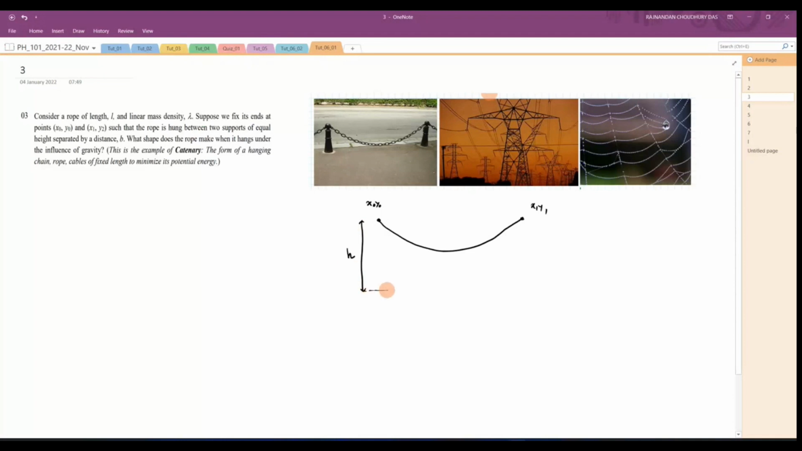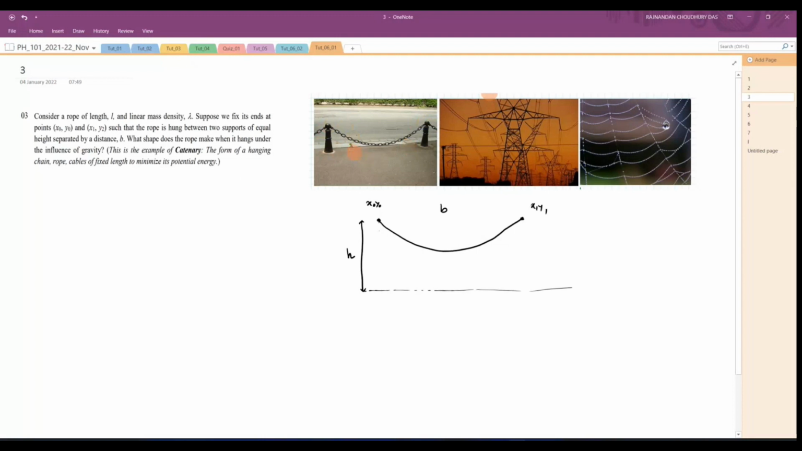So suppose this is our ground, and they are separated by distance b. So this is the picture. Actually there are two poles, and both the two points are at a height h, and the separation between the two poles is b.